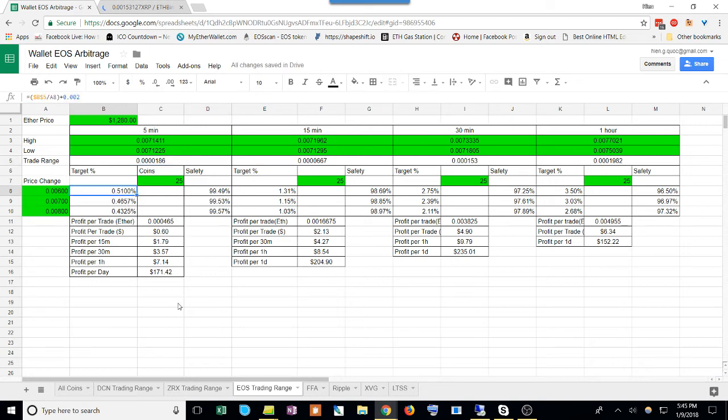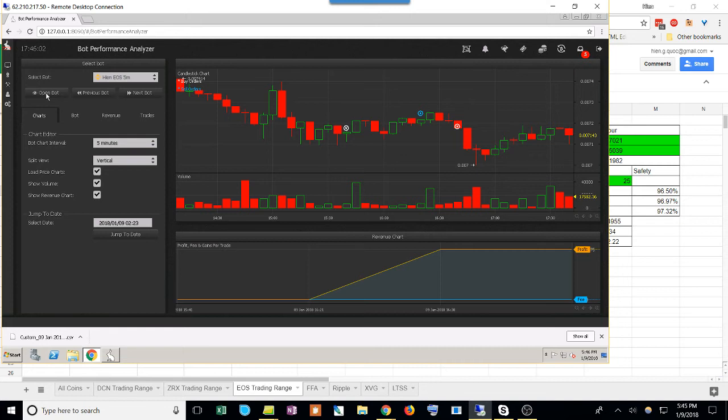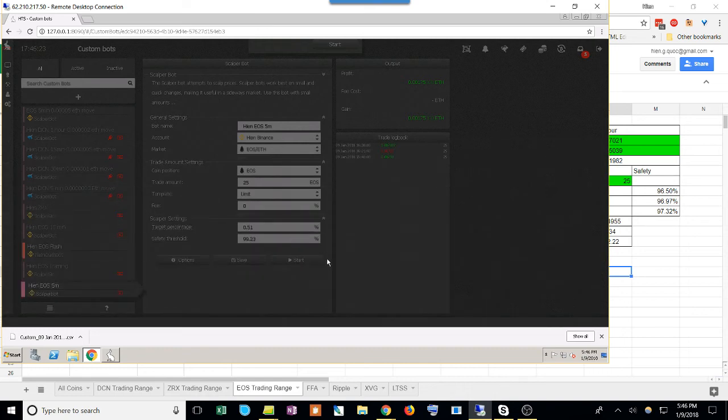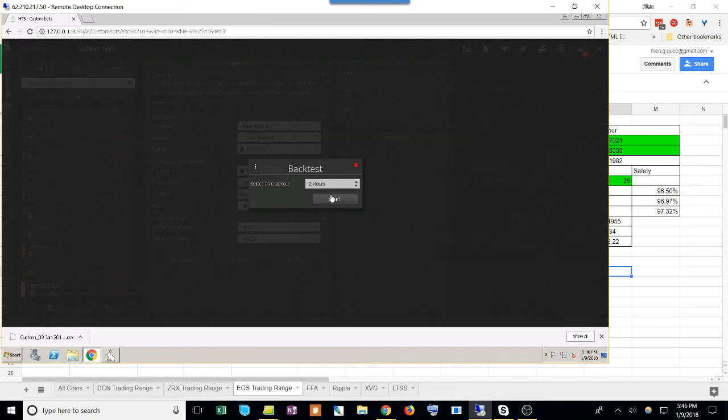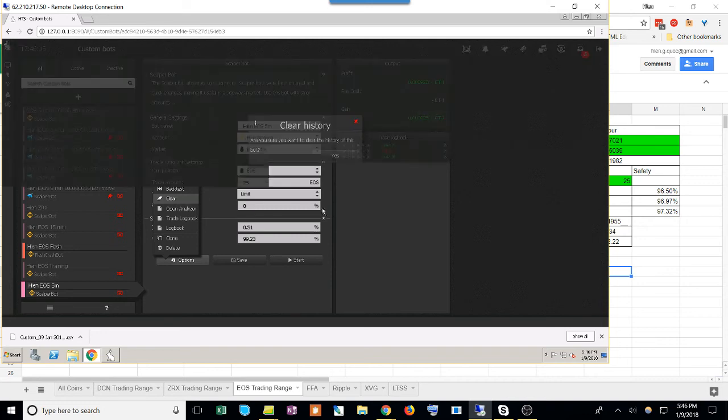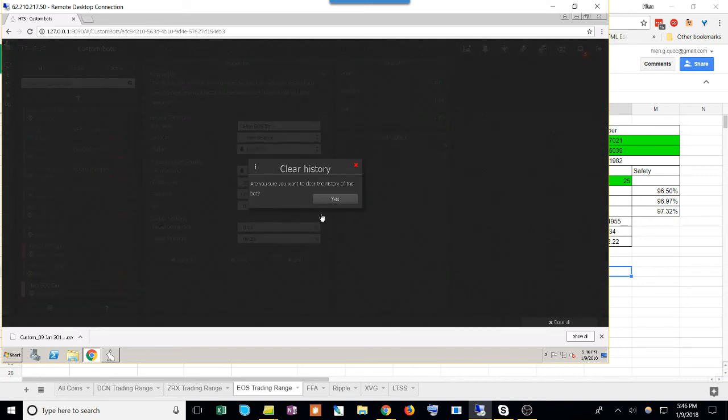So 0.51%. See how that goes. I think that might work a little better now, using the smallest block you can find. 1.51. Okay. Every time you enter something, you want to save. I don't think I'm gonna clear it until I start the bot. I need to do clear history.